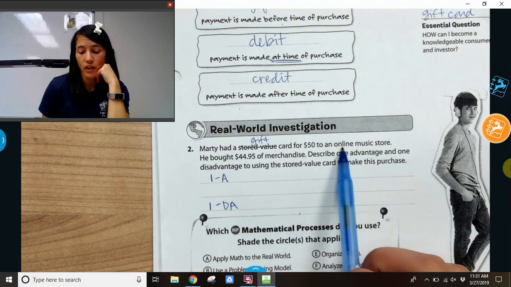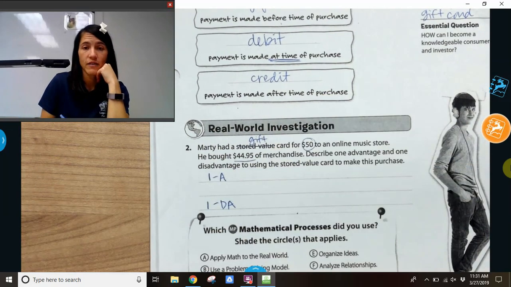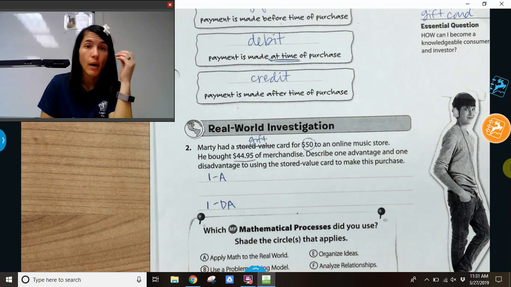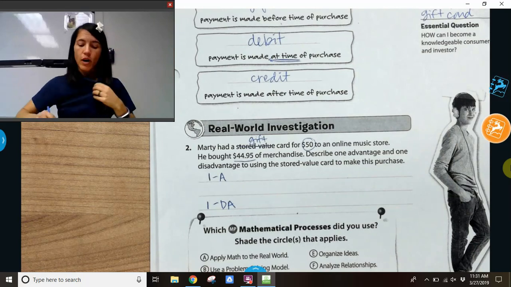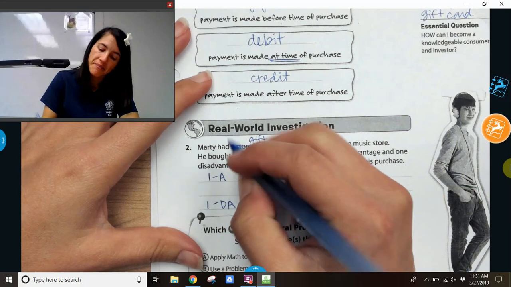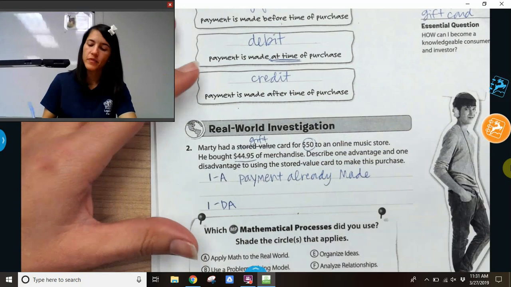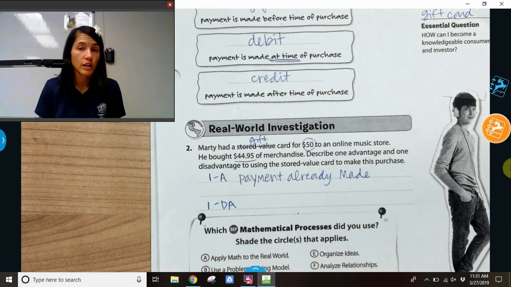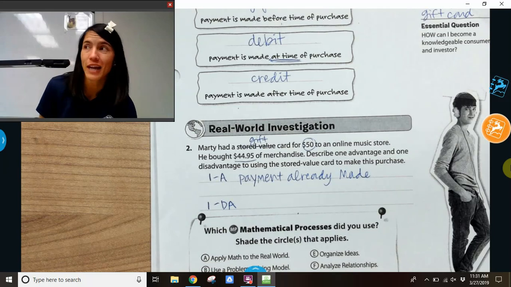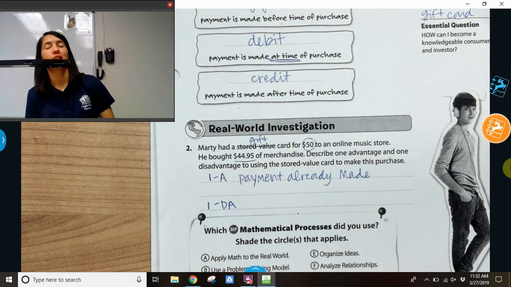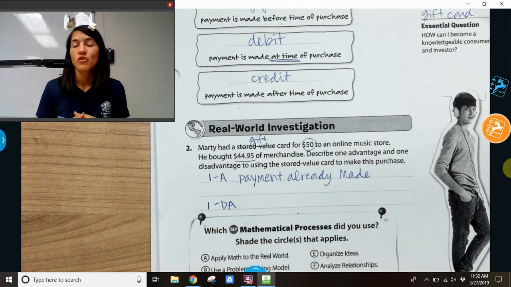So he had a gift card to an online music store for $50, and he spent $44.95. Describe one advantage of using a store value card. Well, probably the biggest advantage of using the gift card is the payment's already made. You've already made the payment. Either someone gave you a gift card, or you used your money and bought a gift card. My sons love GameStop, and so for Christmas and birthdays they always ask for GameStop gift cards. Then they can go in GameStop and buy new games or controllers, or I don't even know what they buy. I don't really go on GameStop.